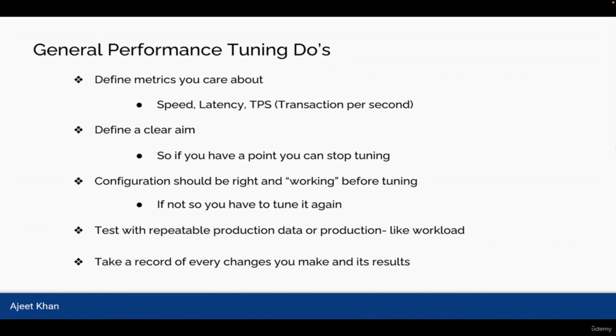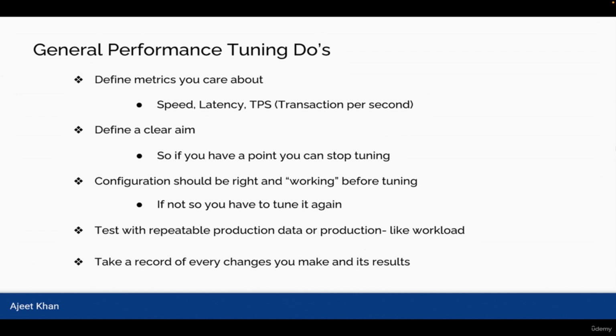So if you have some metrics, you know what you are going to tune for, because some parameters can be used to tune X metric, whereas it can be harmful for Y metric. So it is really important that you should define certain metrics. Then once you have the metrics, define a clear aim. For example, I want to achieve this much of speed or this much transaction per second, and if you have reached at that point, you can stop tuning, because tuning could be a never-ending process. So it is really important to have a clear aim.